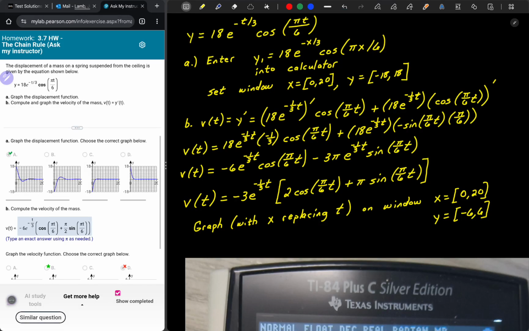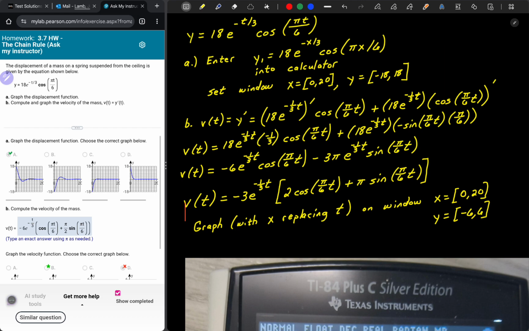Hey guys, let's take a look at this problem in the 3-7 homework. We were in this problem looking at the product rule function of the exponential function 18e to the negative t over 3 power times the cosine of pi t over 6. Okay, so first thing it wanted us to do is just to graph the original function.